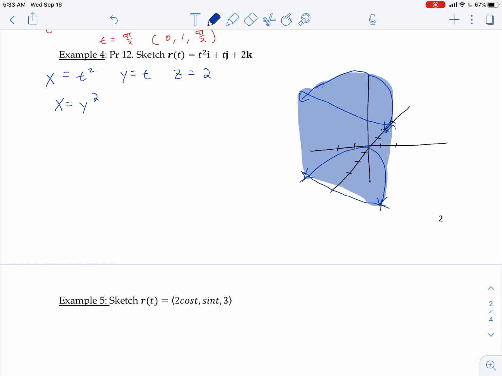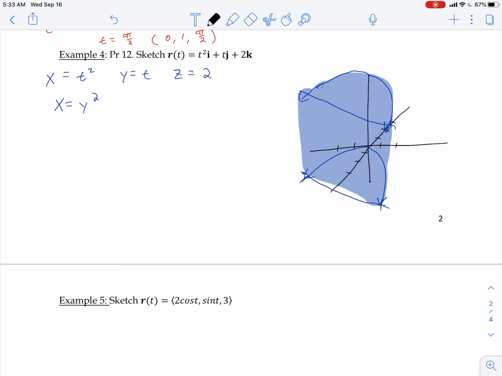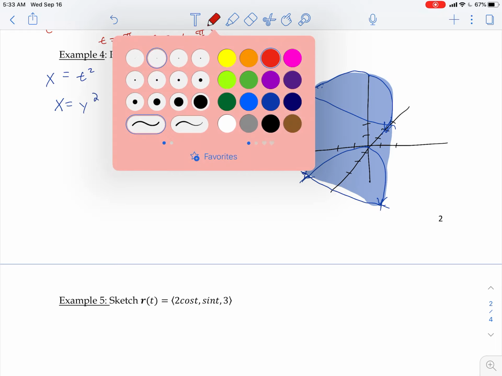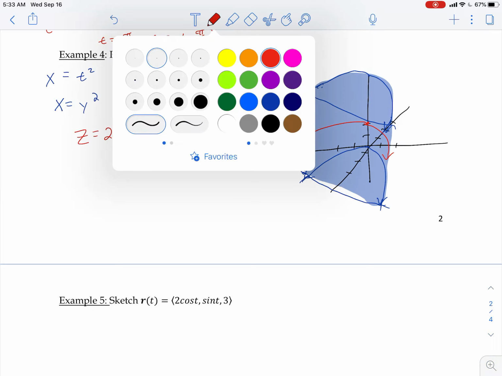And now our z component is going to help us draw what the curve actually is. If we know what z is, in this case z is equal to 2, then because z is equal to 2, that's what our curve is. So z is equal to 2. And so then our curve is only going to be at 2 on the z-axis. And it's creating this shape. So what's in red is the solution. And we basically graphed it.